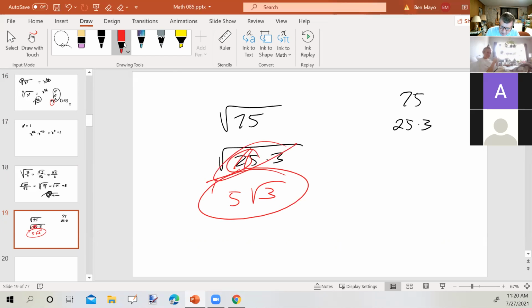Make sure you take the right number outside. I've had people take this and write 3 square roots of 5. So careful what you're doing. The number you're taking the square root of, the result of that goes outside of the radical.